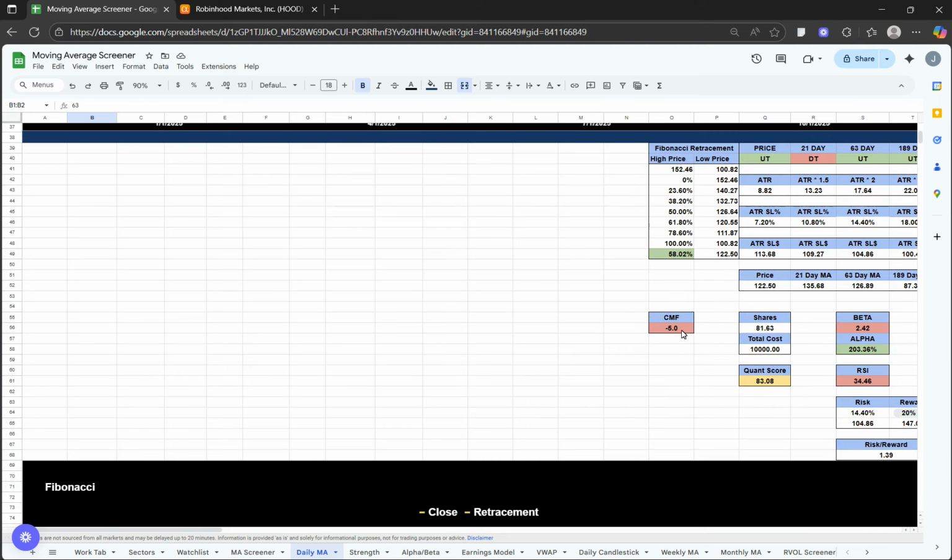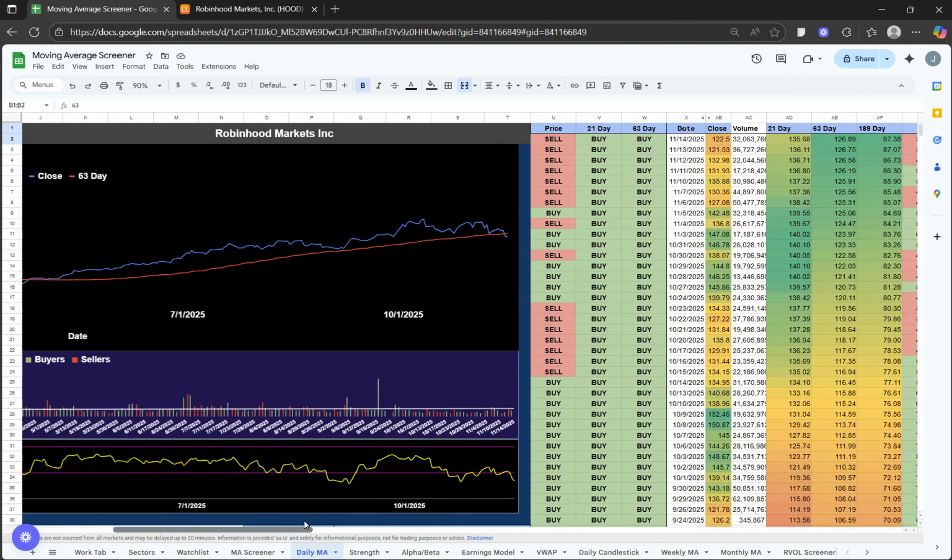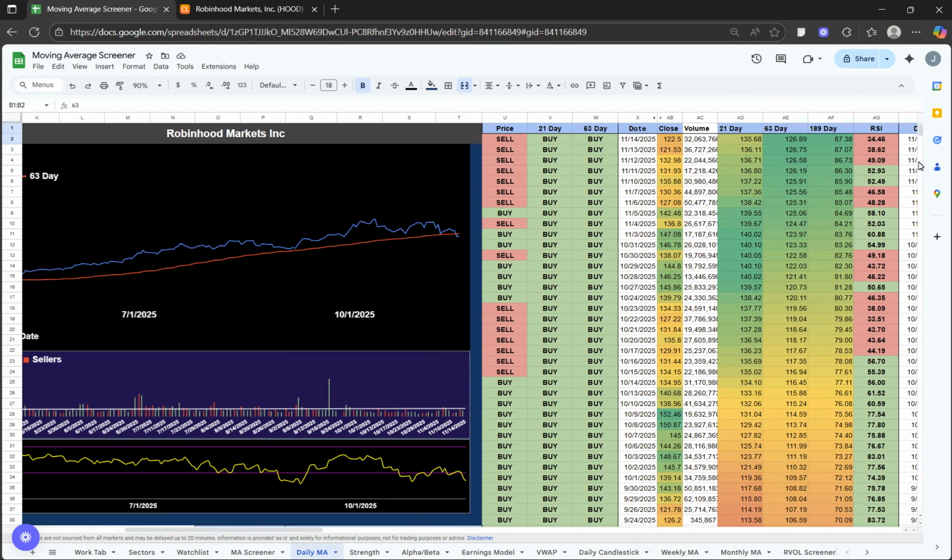We are in distribution at -5, below the zero line on the Chaikin money flow. 2.42 beta, but we do have 203% of alpha for Robinhood, and it's at the 34.46 level for RSI. The way I interpret RSI is anything above 50 is bullish, anything below 50 is bearish. As you can see here, that's why I mark it red or green based on that. And we have fallen below.